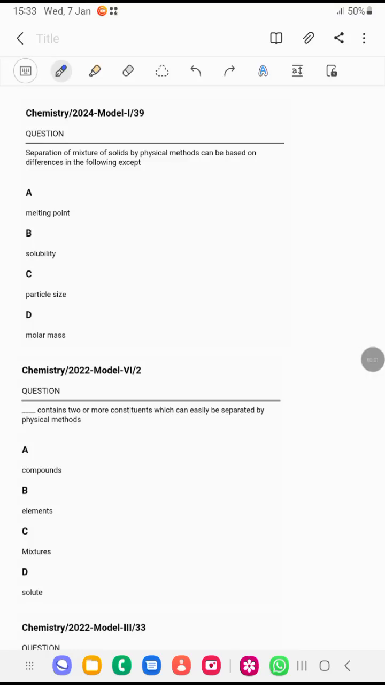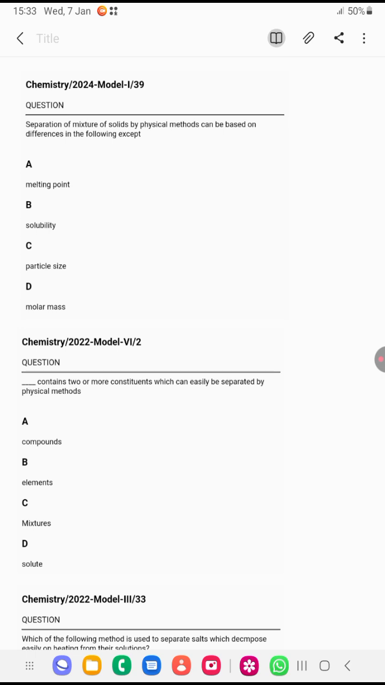Hello everyone, welcome to this class, and today we'll be treating a JAMB past question chemistry on separation technique. So let's look at the first question.